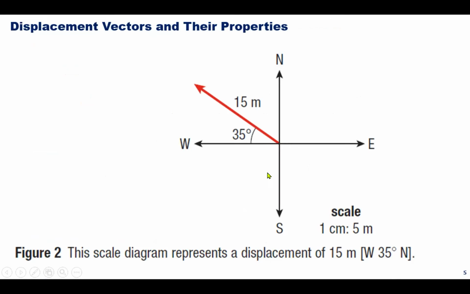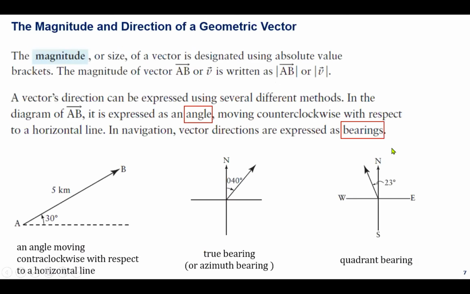When you describe a direction, usually we'll use true bearings or bearings, or you can also use quadrant bearings, okay? It is preferable to use quadrant bearings or true bearings. And also remember, you should be able to convert one type of direction to another, okay? For example, if you are given a true bearing, you should be able to convert a true bearing to a quadrant bearing or an angle moving counterclockwise with respect to a horizontal line.